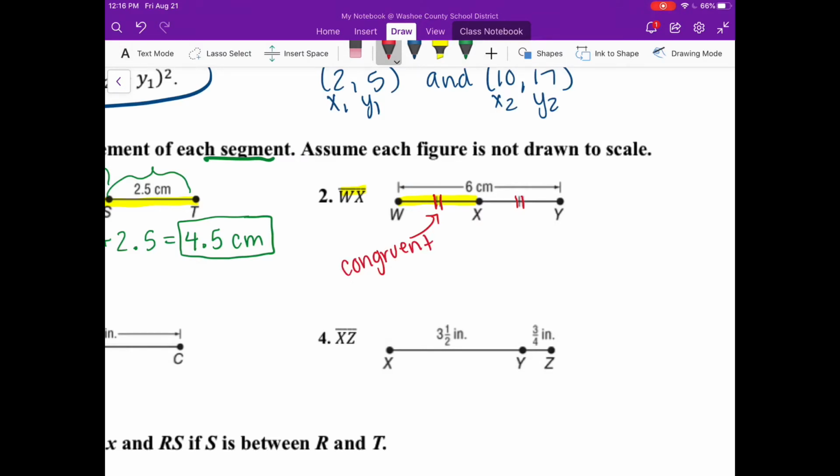Because these 2 pieces have the same markings, both of them have those 2 little lines, it means that this half has the same measurement as this half. So if the whole thing is 6 centimeters and I only care for half of it, I'm going to take 6 divided by 2, which gives me the measurement of this half. So this half is 3 centimeters, and this one's also 3 centimeters. I know they're equal because of these markings, and together they make up the 6 centimeter segment.